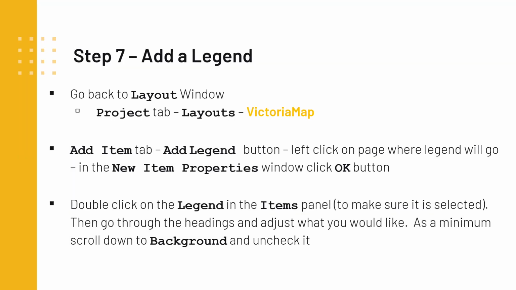Now we're ready to add our legend. Go back to the layout window by going to the project tab at the top, Layouts, Victoria Map. Then click on the Add Item tab at the top of the page, Add Legend button, then left click on the page where you'd like the legend to go. In the New Item Properties window, click on the OK button. Then double click on Legend in the Items panel just to ensure that it's selected, then go through the headings and adjust what you would like. As a minimum, scroll down to the background and uncheck it.